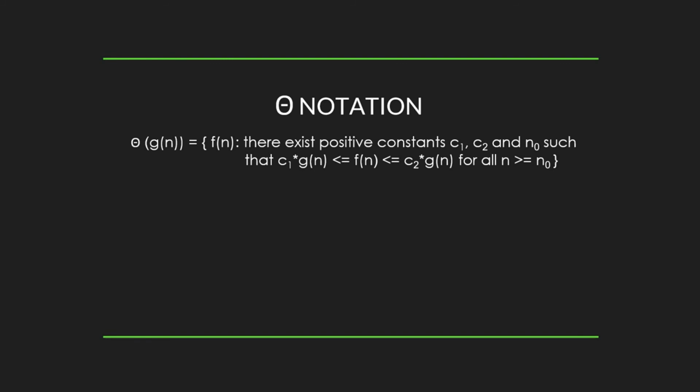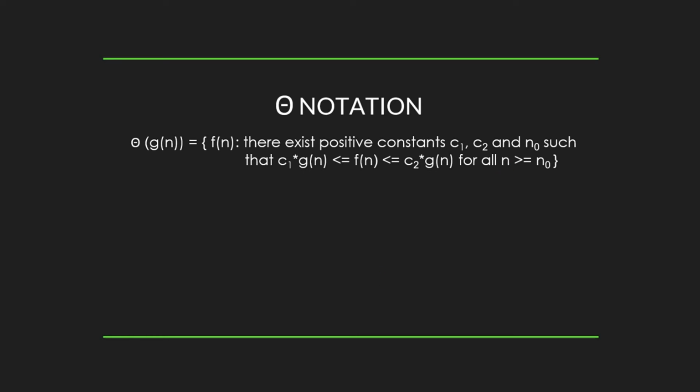If we have a function g(n), then theta of g(n) is defined as the set of all the functions f(n) for which there exist some constants c1, c2 and n naught such that c1 times g(n) is less than or equal to f(n), which is less than or equal to c2 times g(n), for all n greater than or equal to n naught.